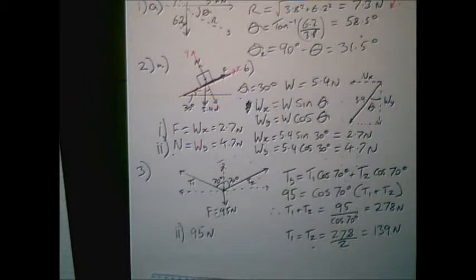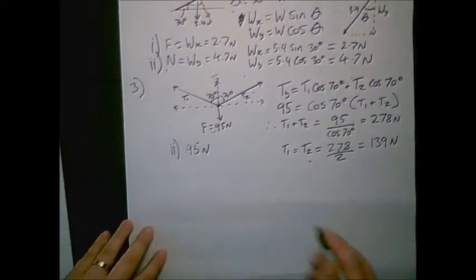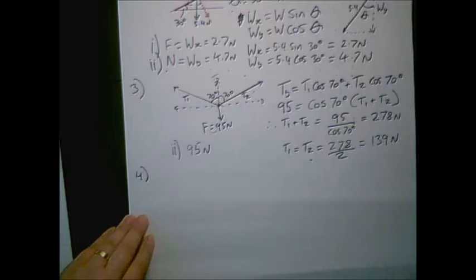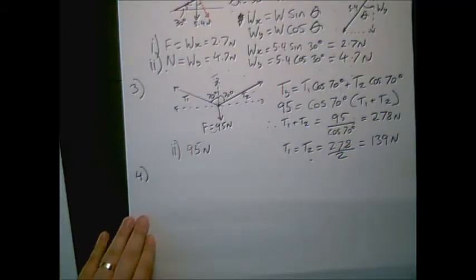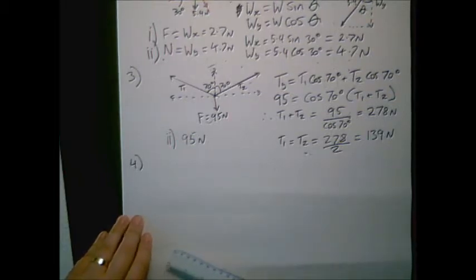Question 4. An elastic string is stretched horizontally between two fixed points. An object of weight 4 newtons is suspended from the midpoint of the string, causing the midpoint to drop a distance of 0.12 meters. Calculate the angle of each part of the string to the vertical and the tension in each part of the string. Long-winded, but it's actually very, very similar in design to the last question.